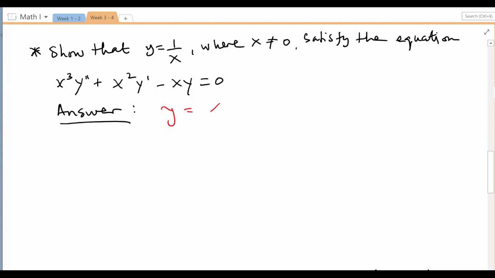So y equals x to the negative 1, or 1 over x, and therefore y prime is simply negative x to the negative 2, or negative 1 over x squared, and y double prime is negative 2 times negative 1, which becomes positive, x to the negative 3.